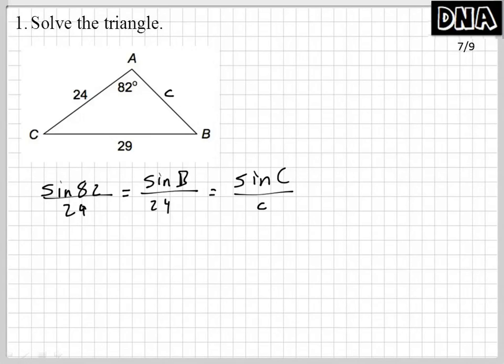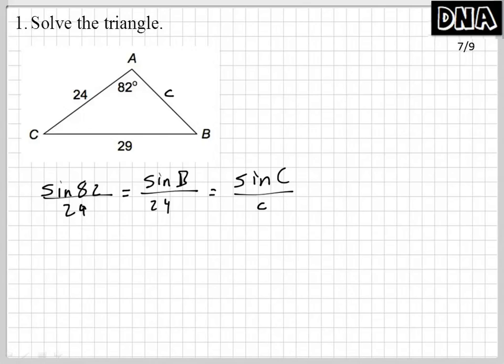Alright, so which fraction do I have to use when I do cross multiplying? Yeah, the sine 82 fraction. You have to use that one in order to do cross multiplication. Which one of these can I not solve for yet? Which one can I not use? Yeah, the far right one, the c.